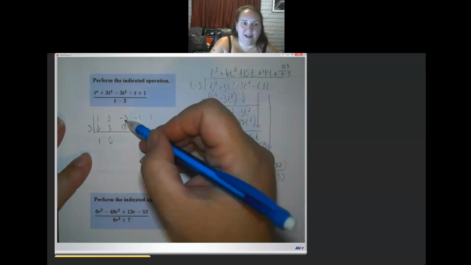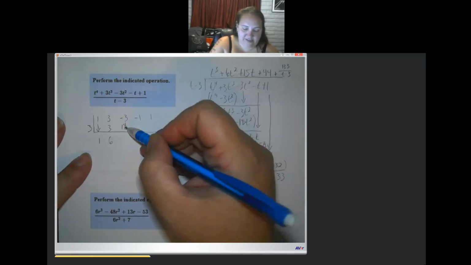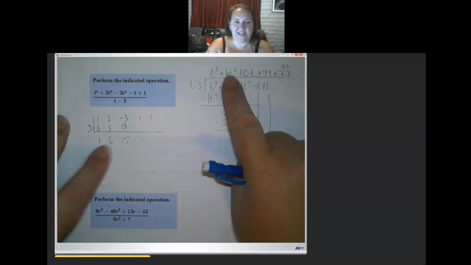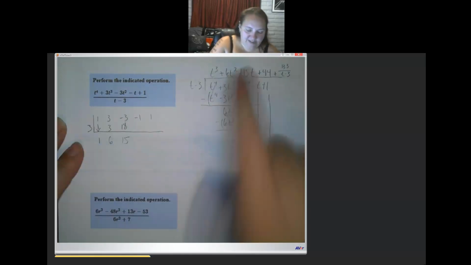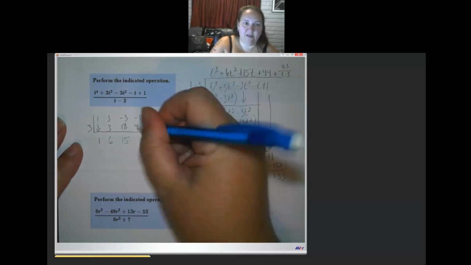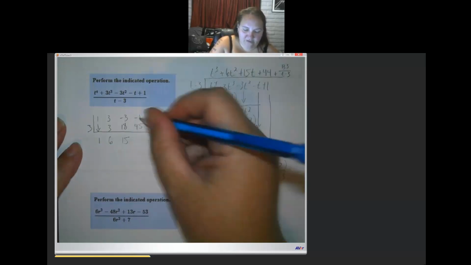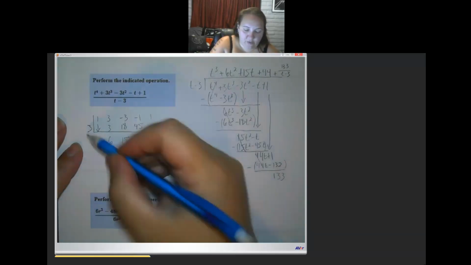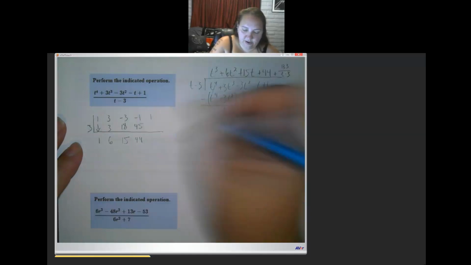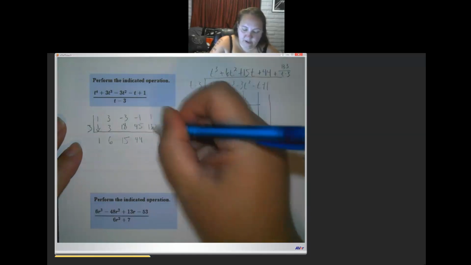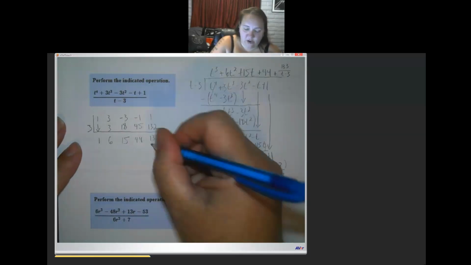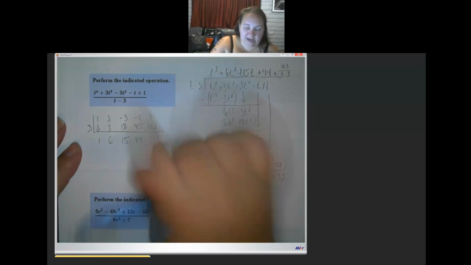Then we add the column. Negative 3 plus 18 is 15. Are you seeing how? See it? 1, 6, 15. Okay. 3 times 15 is 45. Negative 1 plus 45 is 44. 3 times 44 is 132. 1 plus 132 is 133. So this last number is always your remainder. So that always goes over whatever you were dividing by up here.